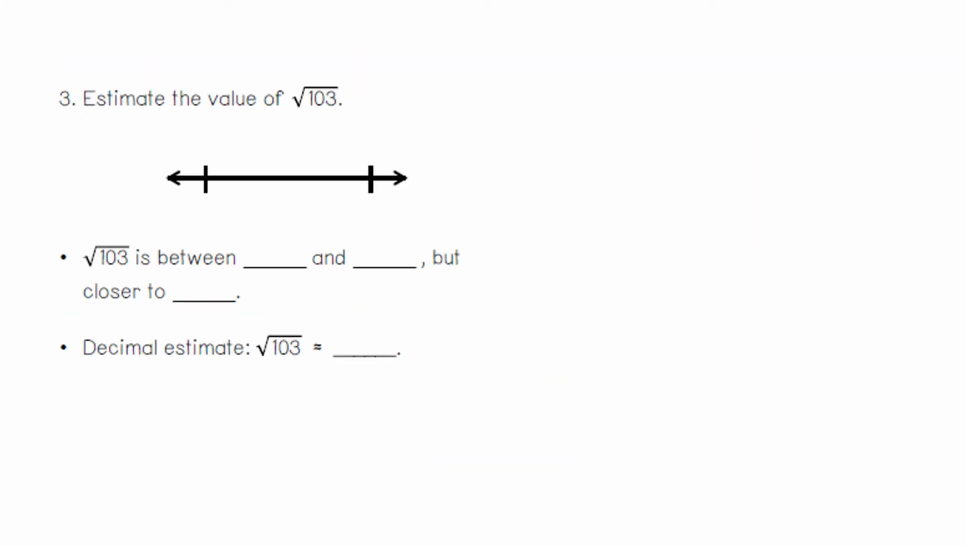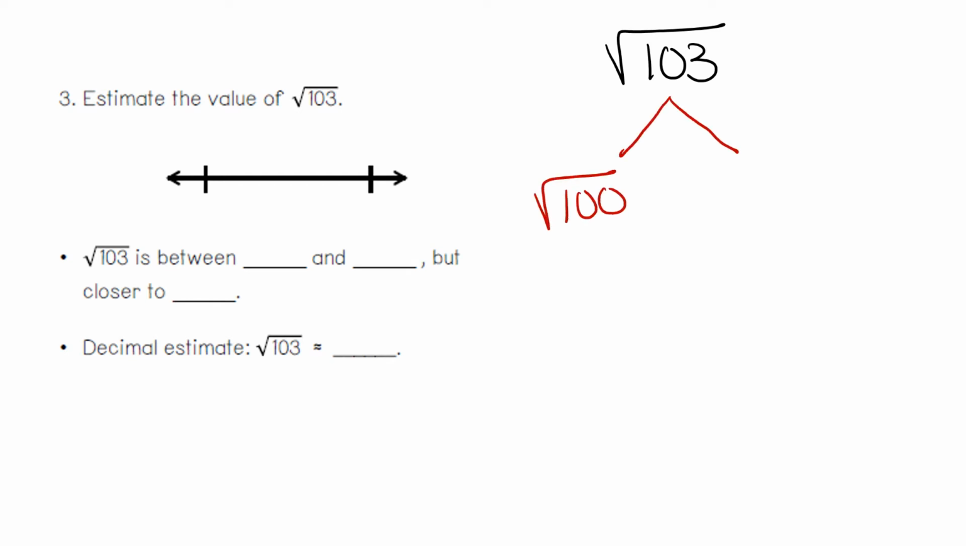For number 3, we're going to estimate the value of the square root of 103. First, we need to figure out what whole numbers we're looking at. So a smaller square root would be the square root of 100, which we know is going to be 10 times 10. The larger square root would be 121, which is going to be 11 times 11. Now, we want to see which one it's going to be closer to, because we know it's going to be between 10 and 11, but to find the decimal, we want to know which one it's closest to.